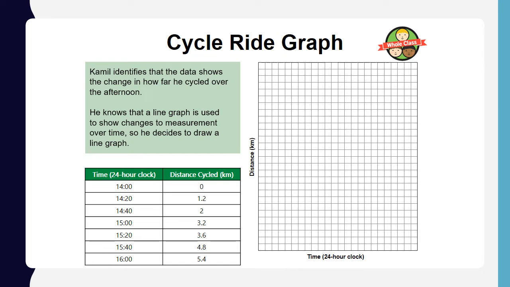We could use a line graph. Camille identifies that the data shows the change in how far he cycled over the afternoon. Perfect. It's the perfect thing to show. We'd use a line graph to show exactly what it is that Camille is trying to show. He knows that a line graph is used to show changes to measurement over time, so he decides to draw one.